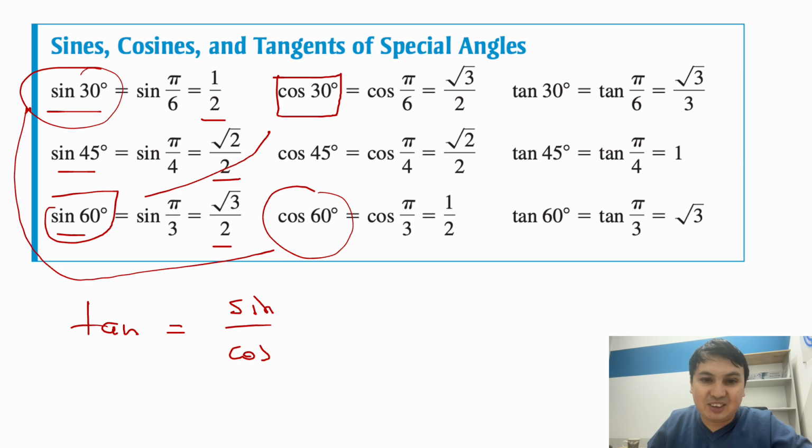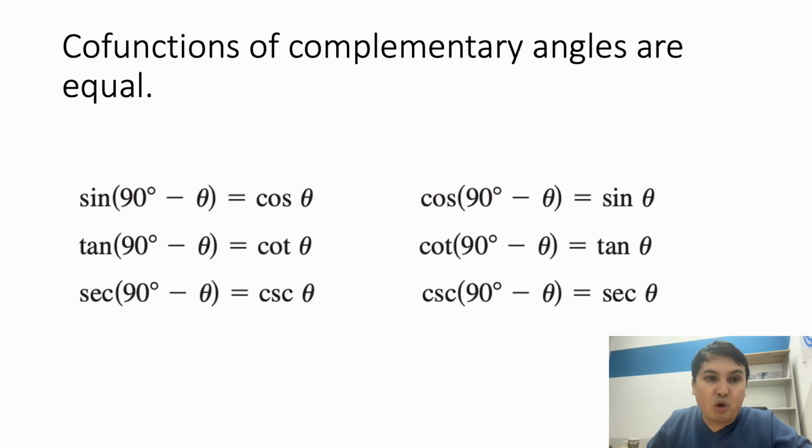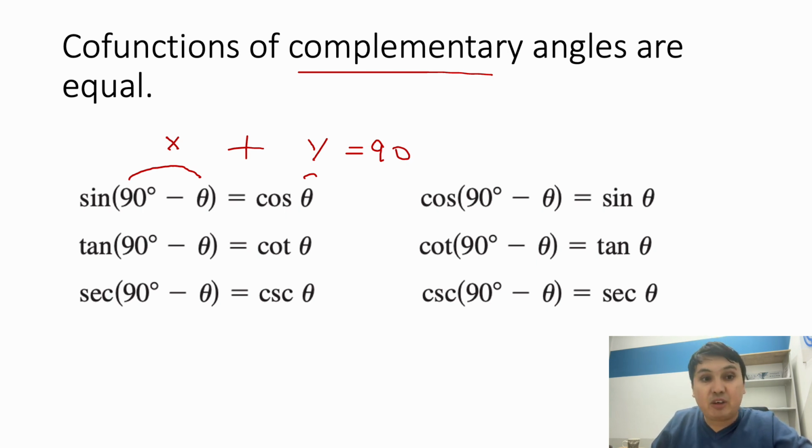So now you can sort of see the pattern, right? Basically, if they add up to 90, what we call complementary angles, then their cofunction values are the same. So that's what we do here: cofunctions of complementary angles. If this is your x, this is your y, or theta, if you add them up you get 90, which means 90 minus theta and theta are complementary angles. So in this case, cosine of theta is equal to sine of 90 minus theta. The same applies for tangent, cotangent, secant, cosecant, cosine, sine, and so forth.